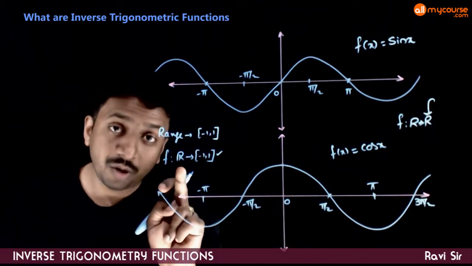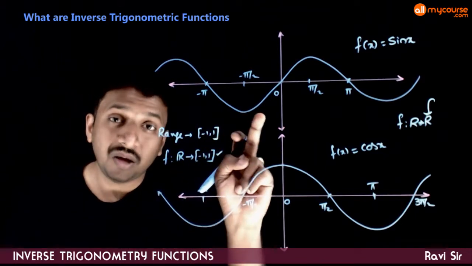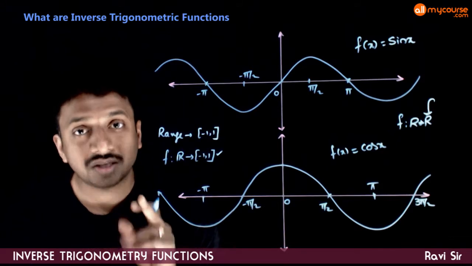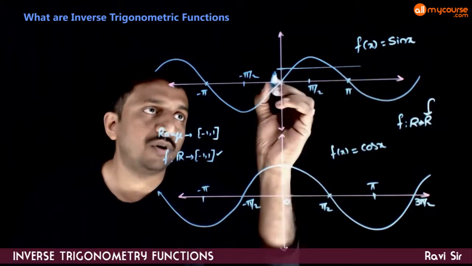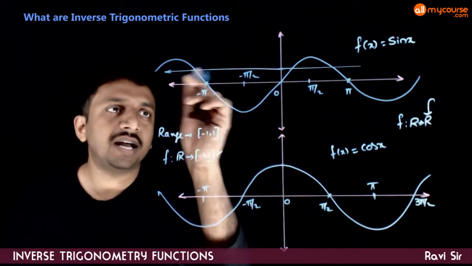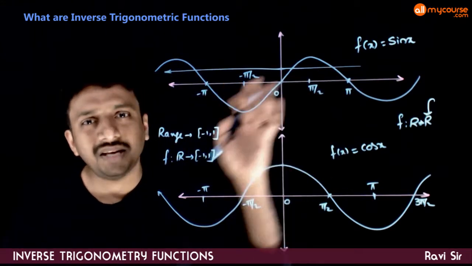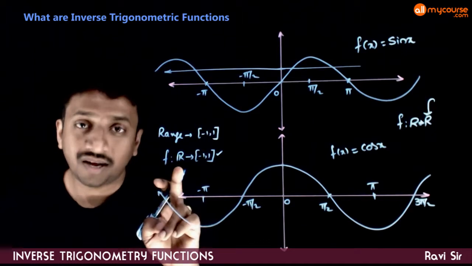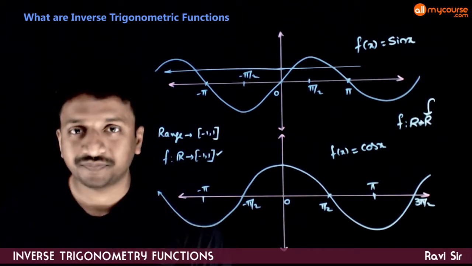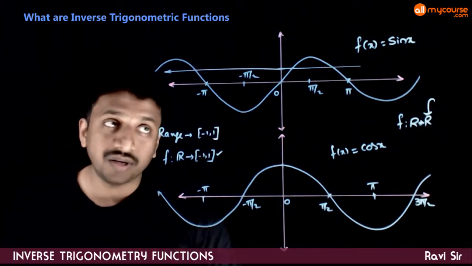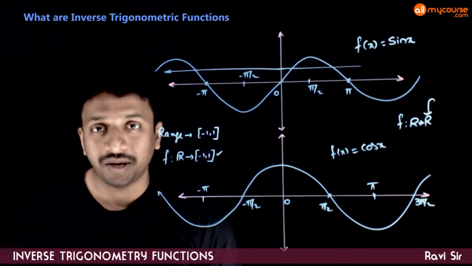But if the domain is real numbers, the 1-1 nature is not satisfied, because corresponding to a particular y, if you draw a horizontal line, it cuts the curve at many points. For a 1-1 function, it has to cut at 1 or 0 points. So first, what we do is we try to restrict the domain.